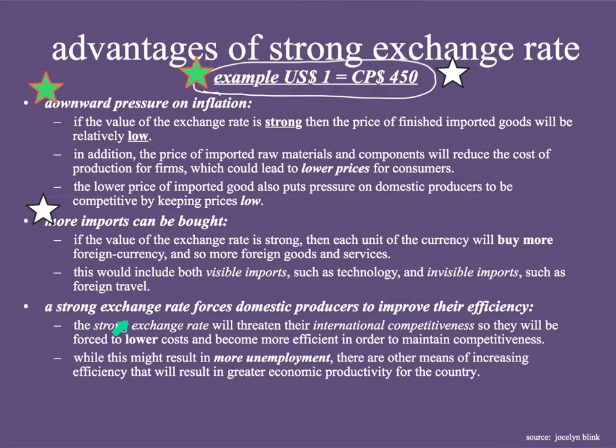Lastly, a strong exchange rate forces domestic producers to improve their efficiency. The strong exchange rate will threaten international competitiveness, so they will be forced to lower costs and become more efficient in order to maintain competitiveness. While this might result in more unemployment, there are other means of increasing efficiency that will result in greater economic productivity. What does that mean? It's actually pretty simple. If Chileans only have so much money, and there's a strong exchange rate, Chileans are buying more imported goods, then domestic producers will have to get more efficient in order for Chilenos to choose their goods, because foreign products are now cheaper with the strong exchange rate.